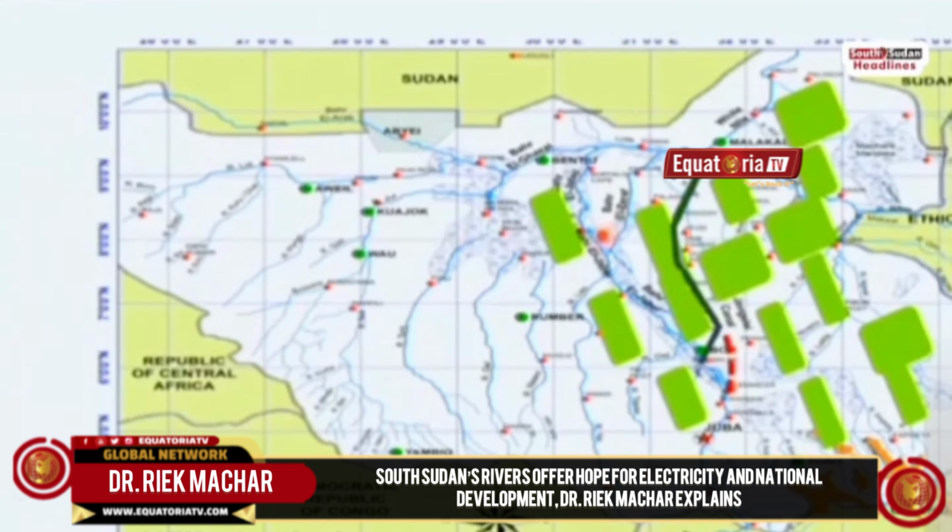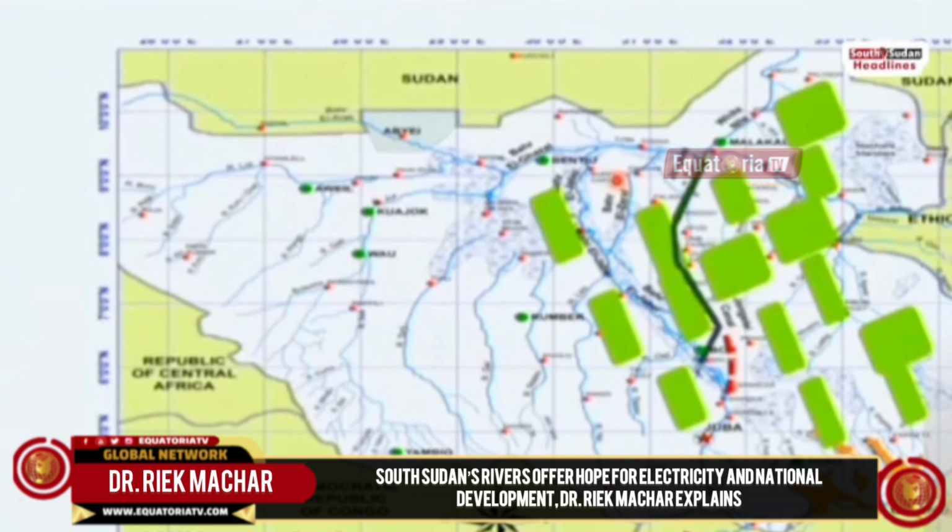Where there is a bridge today is also silted. It is silted, and it moves and makes a border between Unity and Lakes. Then it creates floods between Lakes and Unity State.